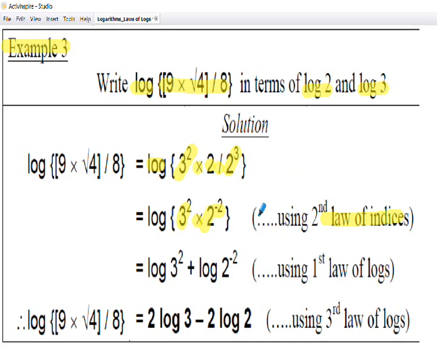Applying my first law of logarithms on the next line, I get log of 3 squared plus log of 2 to the power of minus 2. Applying the third law of logarithms now on the last line, I get 2 times log of 3, that's the n log a from the previous line, and I get take away, notice a negative here because it's a negative 2 I'm multiplying by, so negative 2 times log of 2. Just be careful of the negative sign there.